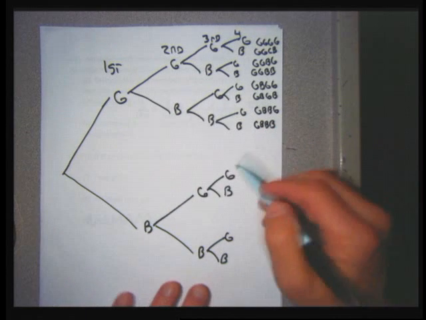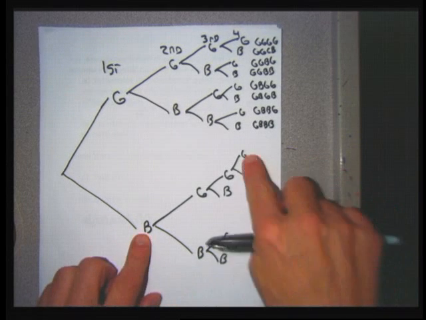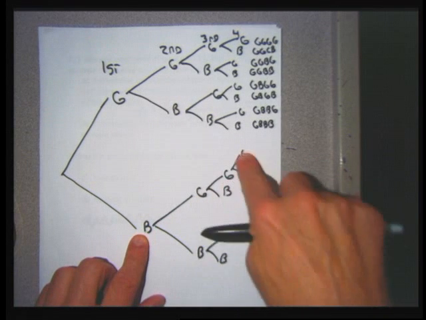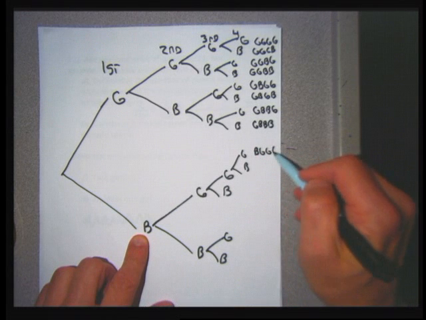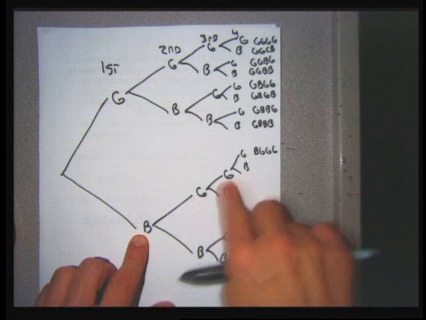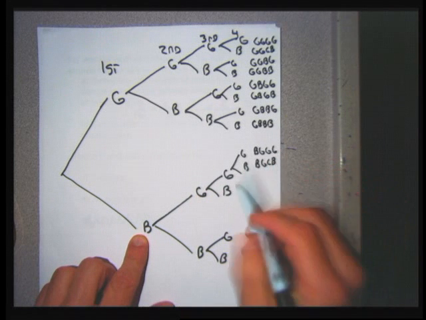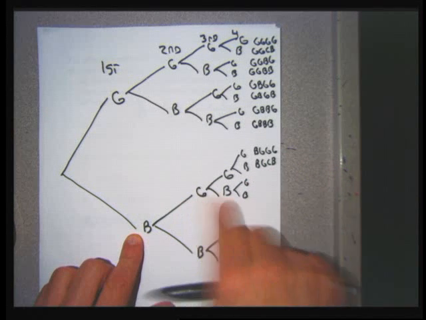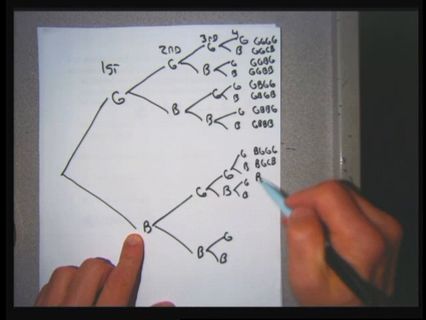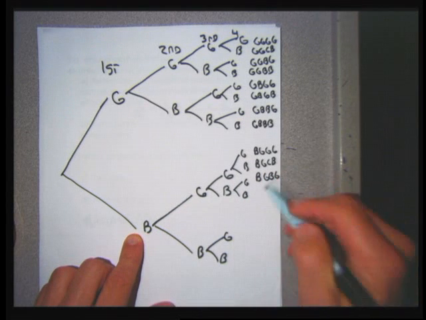That's 8. I need to get 8 more. So now, come down here. This G is boy, girl, girl, girl. This B is boy, girl, girl, boy. This G is boy, girl, boy, girl. This B is boy, girl, boy, boy.